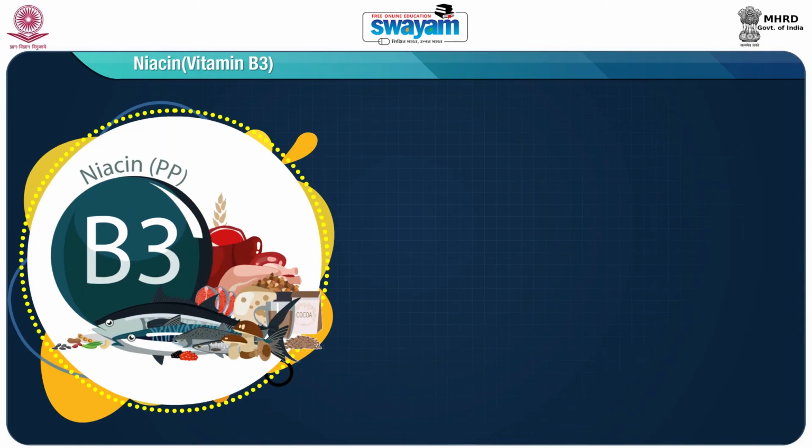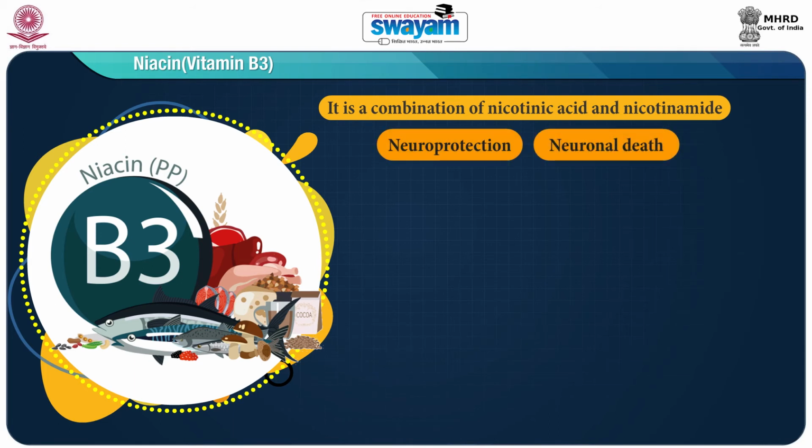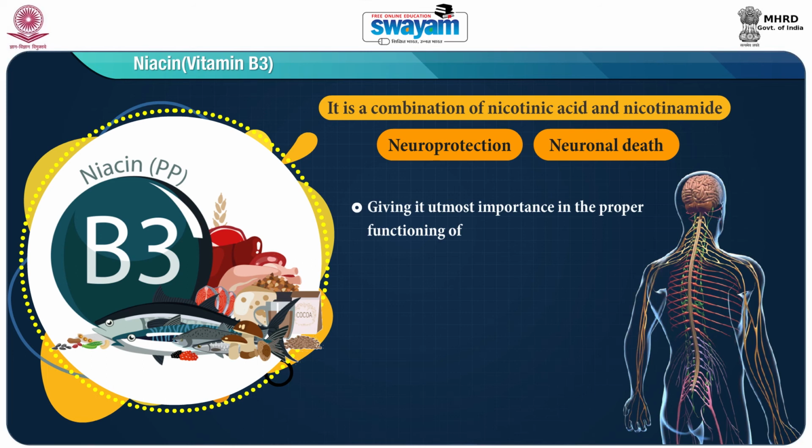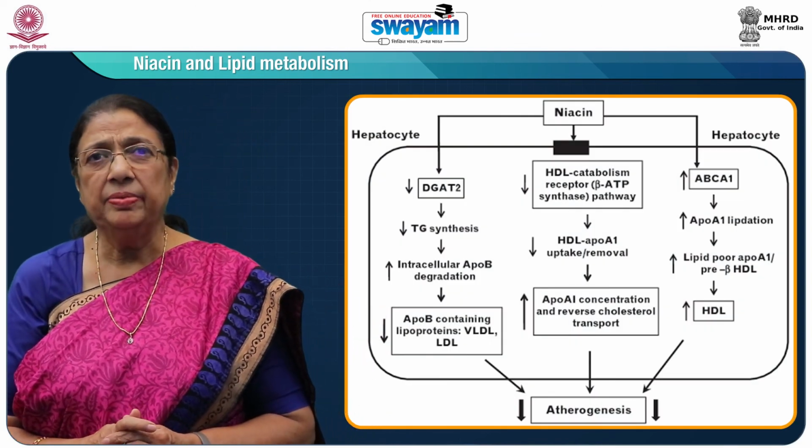Now, coming to the next water soluble vitamin, that is vitamin B3 or niacin. Niacin, a combination of nicotinic acid and nicotinamide, is a B vitamin which plays a role in both neuroprotection and neuronal death, giving it utmost importance in the proper functioning of the central nervous system, neuronal development and function. Now, let us see the health benefits of niacin.